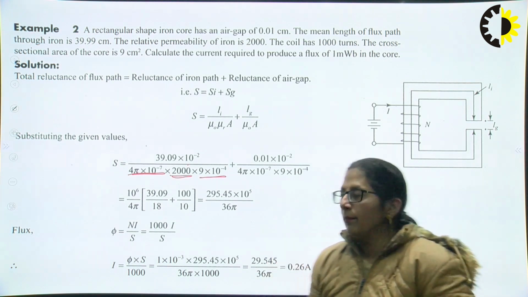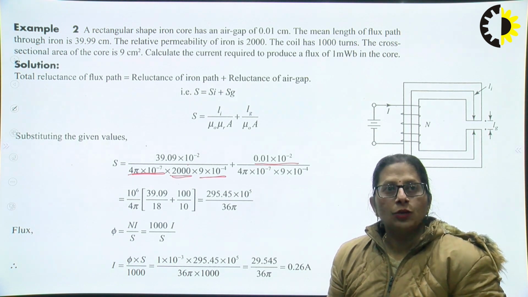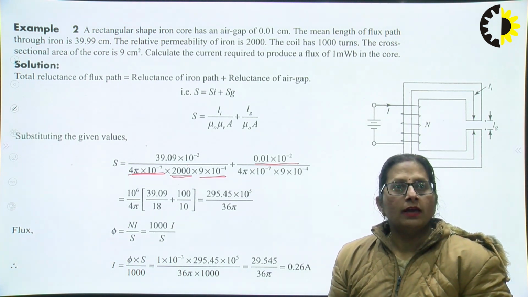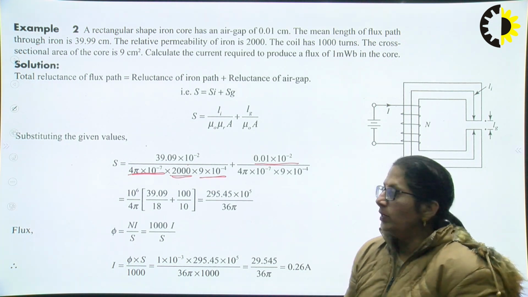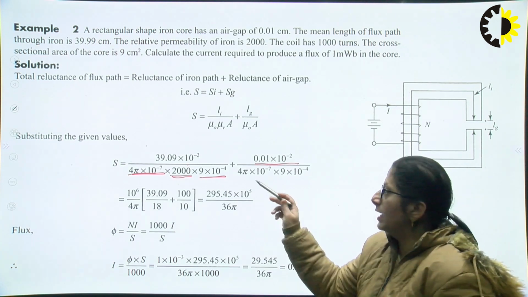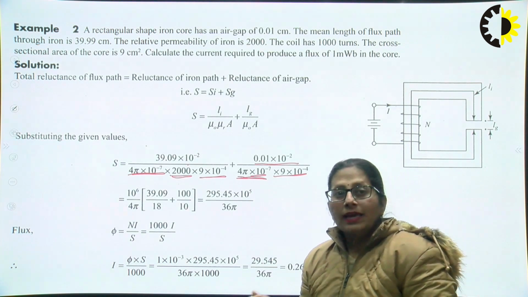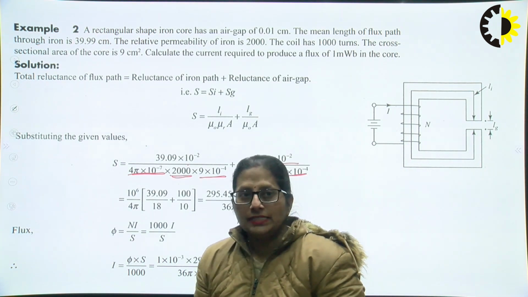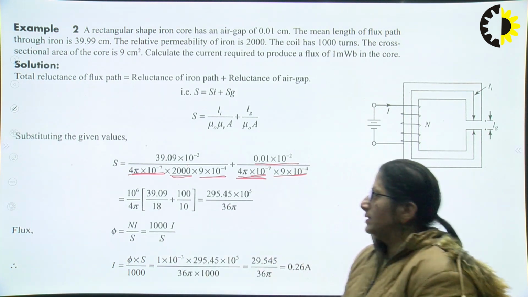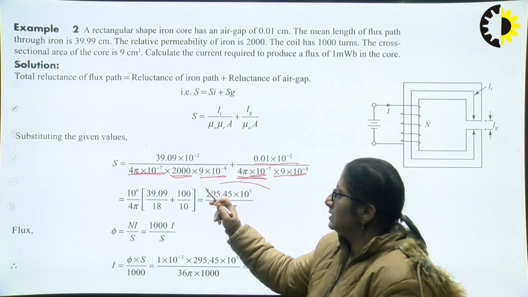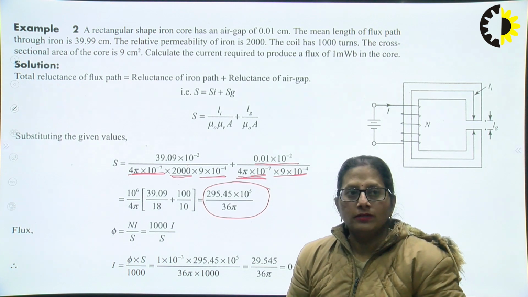Similarly, for the length of the air gap, it's 0.01 centimeter. So converting that into meters, 0.01 10 to the power of minus 2. Once again, this is mu naught A, because in case of air gap, the mu r, relative permeability, is 1. So this becomes this. Substituting the value, once again, we'll be getting the reluctance as 295.45 10 to the power of 5 divided by 36 pi.